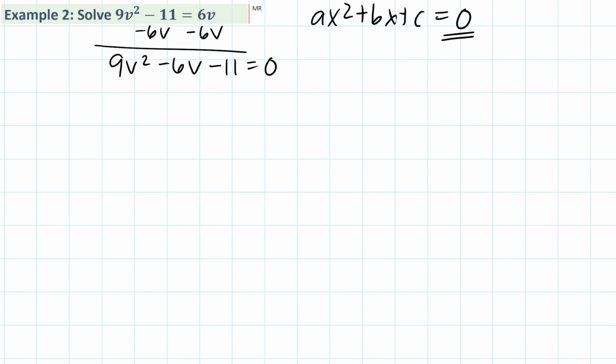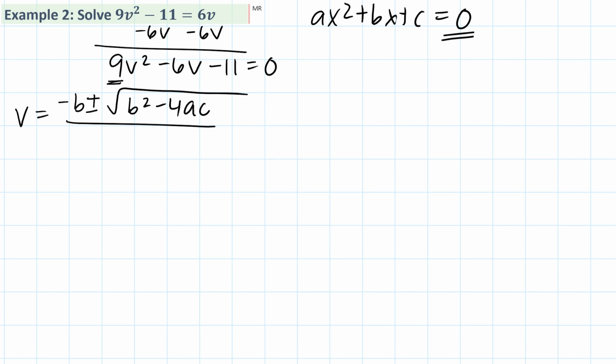Now we haven't talked about factoring if this leading coefficient, the coefficient of x squared, is not 1. So I don't have any strategies as of yet to factor. Let's go ahead and use our quadratic formula. This time v equals negative b plus or minus the square root of b squared minus 4ac all over 2a. Okay, let's identify a, b, and c and substitute. Negative b, meaning again change the sign.